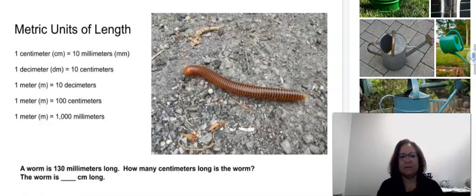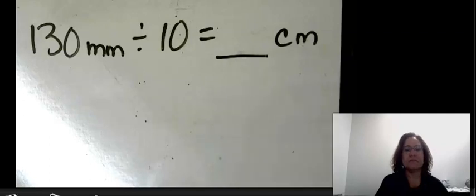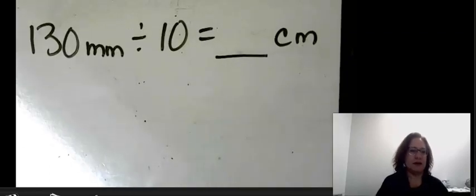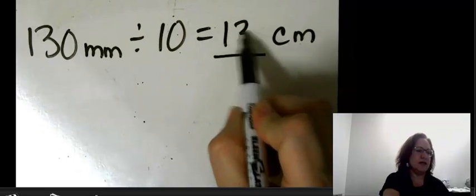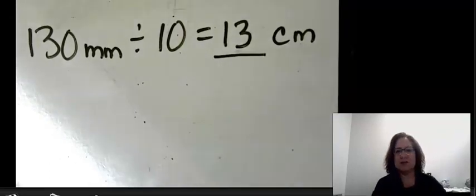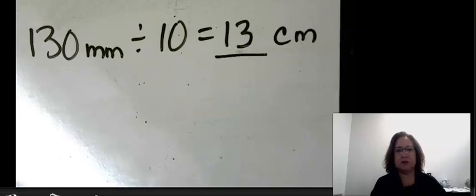Let's try another one. A worm is 130 millimeters long. How many centimeters long is the worm? So now we're going to be doing the opposite, right? They're giving us millimeters, and we need to figure out centimeters. 130 millimeters divided by 10. 130 divided by 10 is 13. So the worm is 13 centimeters long.